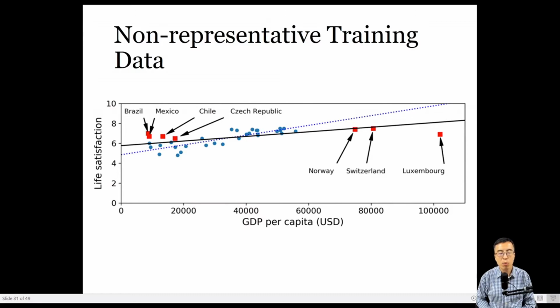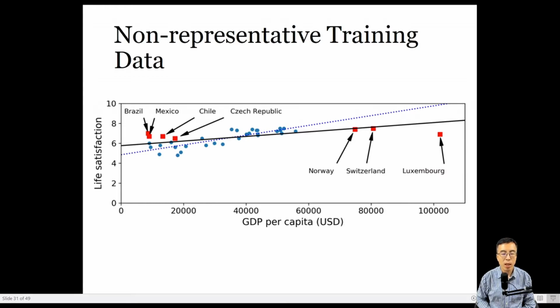And in many times, we don't have representative training data. For example, if we study the relationship between GDP per capita and life satisfaction in a country, we only have certain countries, but we do not have the countries denoted in the red square. For example, Brazil, Mexico, Chile, Czech Republic, Norway, Switzerland, and Luxembourg. If we do not have those data, we only have a number of countries denoted by the blue dots.